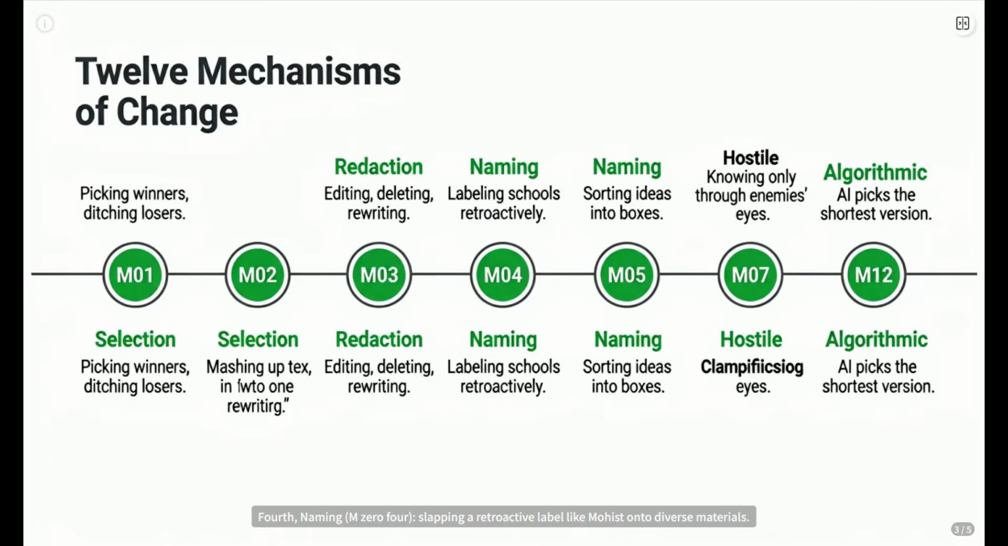Fourth, naming, M04. Slapping a retroactive label like Mohist onto diverse materials. Fifth, classification, M05. Official bodies deciding where an idea fits. Sixth, hostile reporting, M07. Knowing about a thinker only because their opponents mock them. And don't forget the newest tool, algorithmic compression, M12, where AI favors the shortest, most popular summary, potentially burying complexity. These aren't just passive processes, they actively shape what knowledge survives and how it's understood.